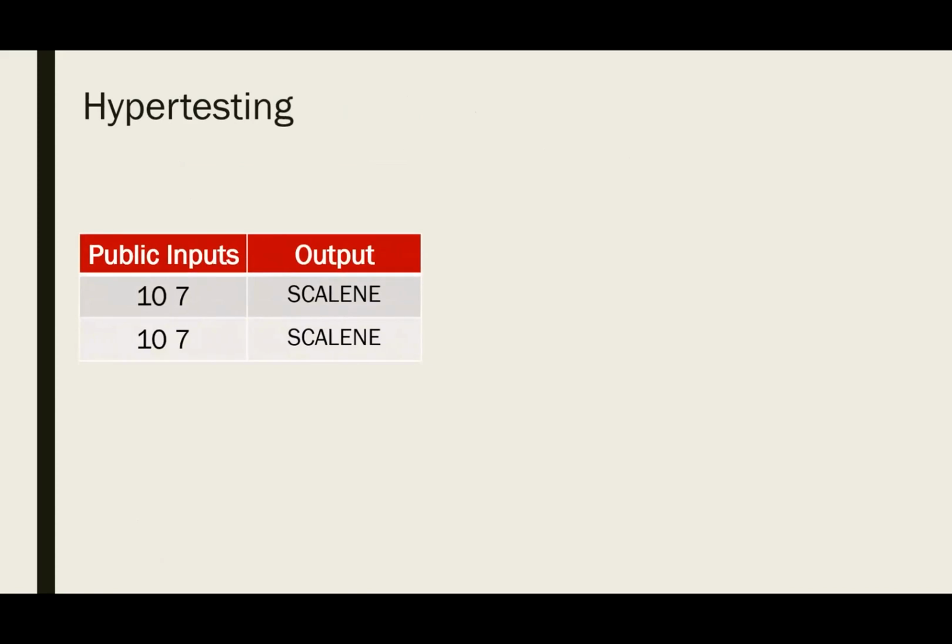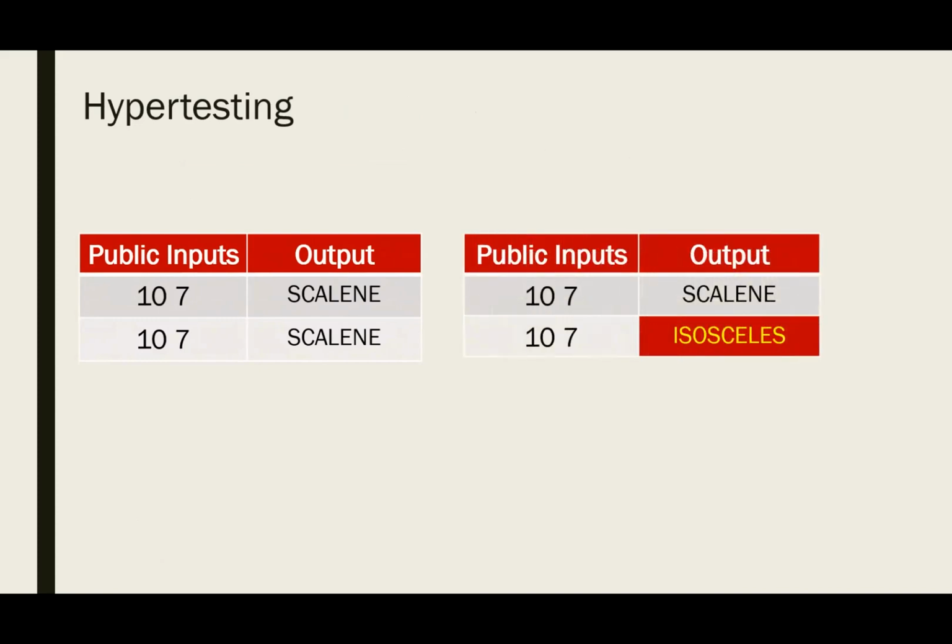Instead, what we can use is something called hypertesting. In hypertesting, we run sets of tests and we look for changes. If she was to run 10 and 7 twice, and she got scaling 2 times, we don't know anything about the program. But suppose she put in 10 and 7 twice, and 1 time she got scaling and 1 time she got isosceles. Now we have information. Now we can actually see that the program is indeed leaking.